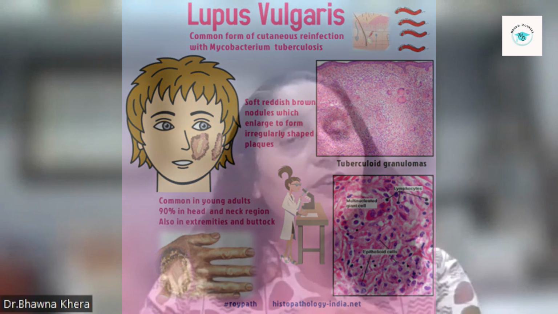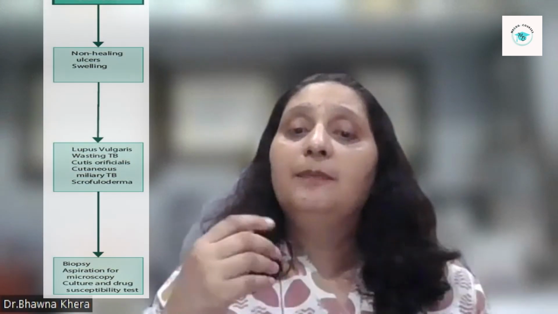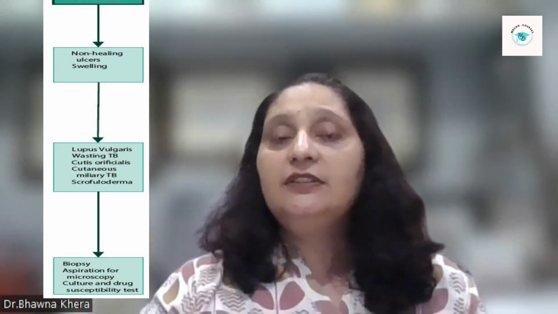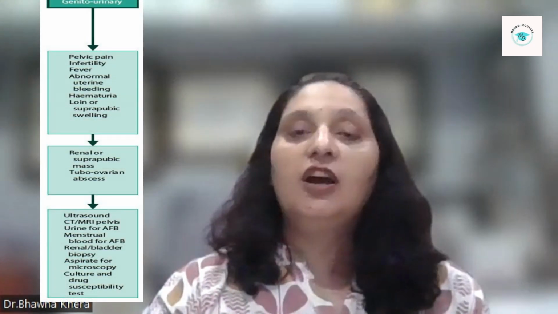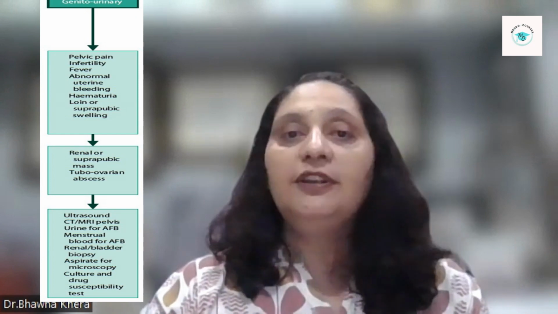Skin lesions can be there. Lupus vulgaris or non-healing ulcers can be there. Biopsy aspiration is again required. Genitourinary tuberculosis. If the urinary part is involved, hematuria, there can be renal abscess. Or in the cases of genital organs, then you can have vaginal discharge, irregularities of the periods, amenorrhea, or you can have a tubo-ovarian mass. So in all these things a patient can just present with infertility as well. Again, you have to do the ultrasound, CT, MRI. You can use the menstrual blood. You can use the urine to look for the AFB.